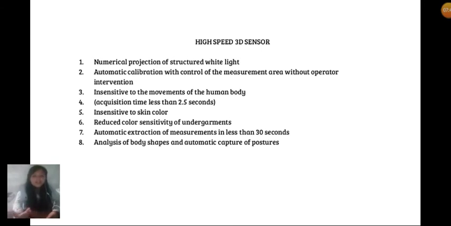Eight, analysis of body shapes, anatomic capture of postures. Nine, without any moving parts, giving total reliability and economical maintenance. Ten, extraction of special measurements, even with big markers. Eleven, open platform that allows connection to other systems. And twelve, transportability of the device in a vehicle container, among others.